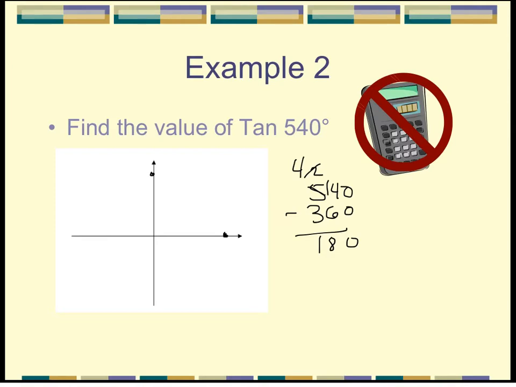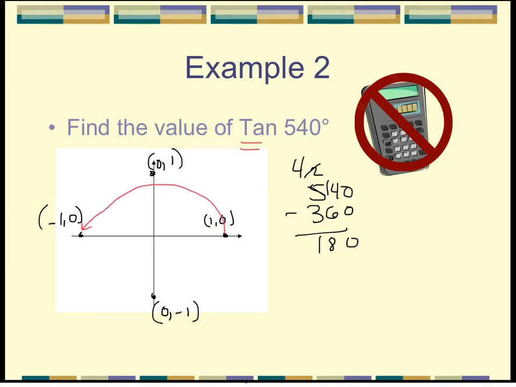So I think about all these 4 points around the circle. I know that this point is (1, 0). This point is (0, 1). This point is (negative 1, 0). And this point is (0, negative 1). So the 180-degree rotation is all the way to here.